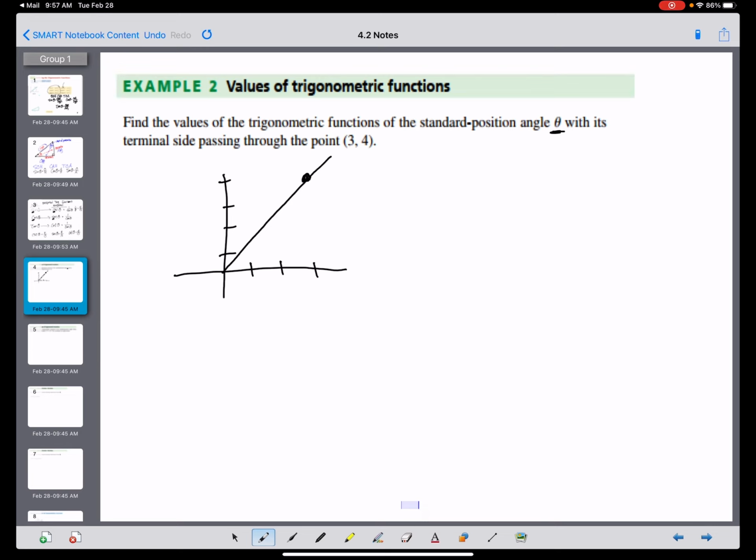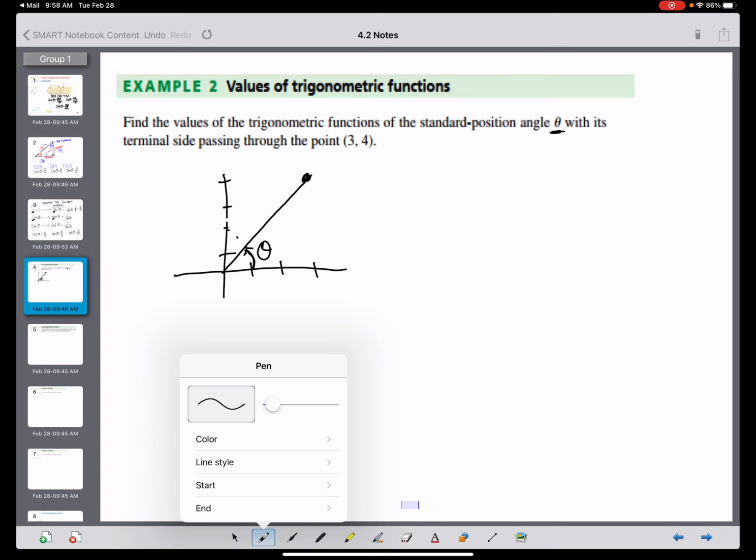I should stop it right there. That's our angle. This is the initial side. And then we have this angle theta that we don't know. And this is the terminal side of our angle. I'm going to erase that because that's not something that we need. It's just nice to know. All right. So what do we need?